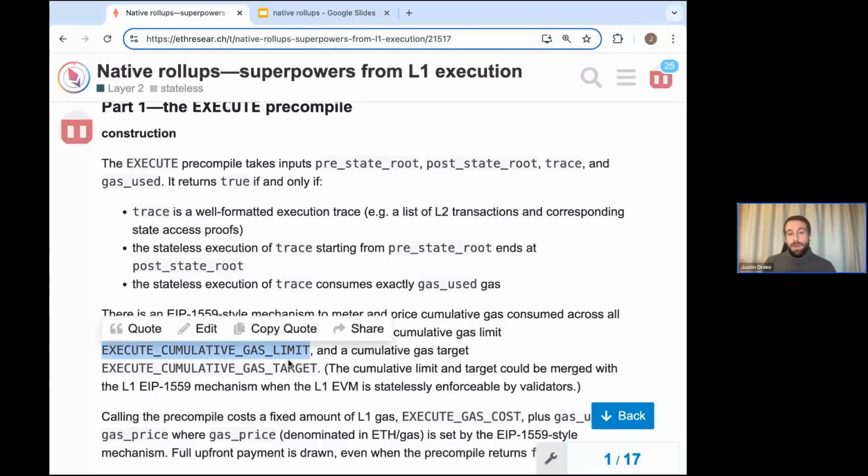So for all of the execute calls that you make in a single block, you take the sum of the usage, and you need to make sure that it's under this gas limit.